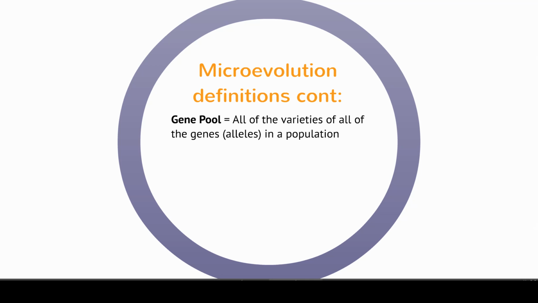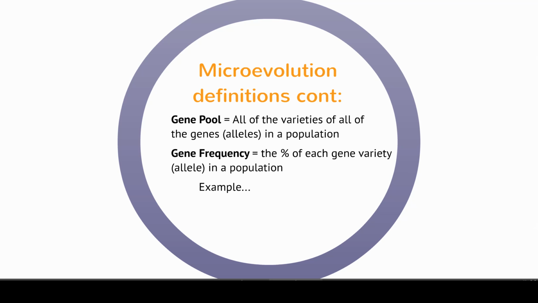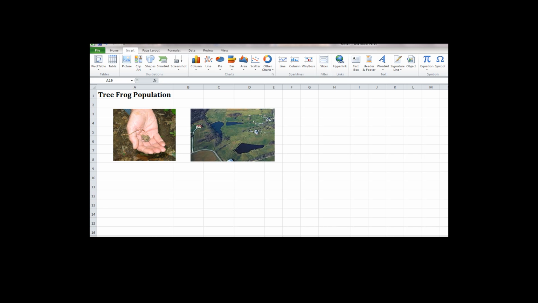Our next definition is the gene pool, and this is all the varieties of all of the genes in a population. And we have a special name for those different varieties, and those are alleles. And I'll give you an example of this here in a minute. Gene frequency is the percent of each gene variety in that population. So certain alleles might be more common, certain alleles might be less common in a particular population. So let me provide you an example.